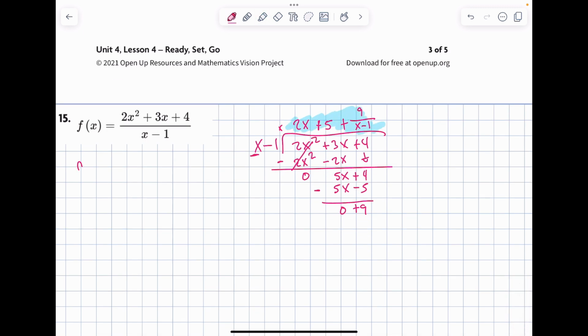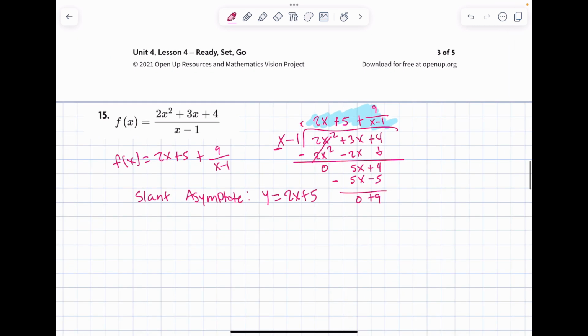So let's just say f of x is equal to 2x plus 5 plus 9 over x minus 1, and my slant asymptote is y is equal to 2x plus 5. Okay.